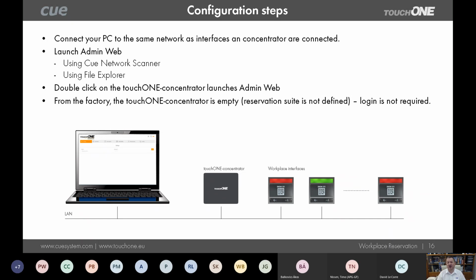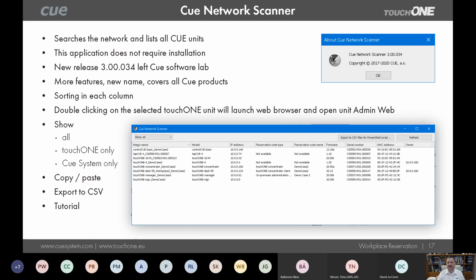So first, you have all units connected. You have connected your computer, and on your computer, you have, for example, Q Network Scanner. Q Network Scanner is a great tool. We called this tool in the past Reservation Suite Scanner. Now we have the latest release from about the mid of March or April. Around that time, we launched this new release, and it helps to search the network and list all units on the network. This is just an exe file, which is not necessary to install.